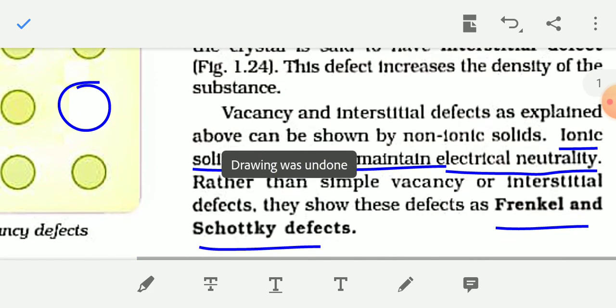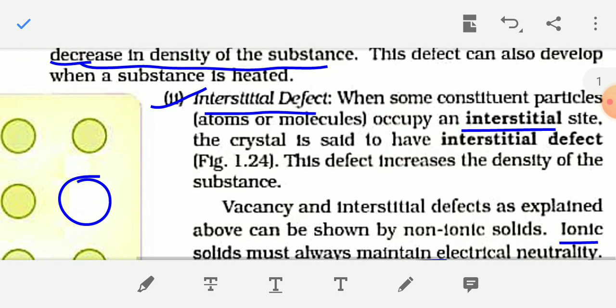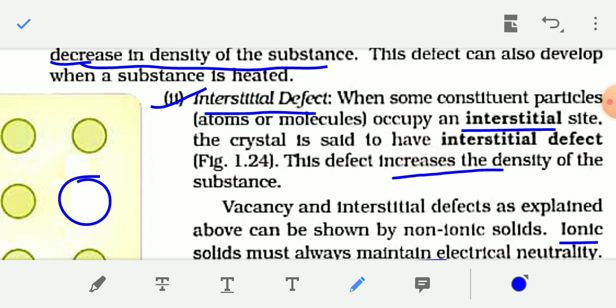So what is interstitial defect? When some of the constituent particles, that is atoms or molecules, occupy interstitial sites. Interstitial means empty void spaces in a crystal lattice. These are called interstitial sites. Okay, so when some of the constituent particles occupy an interstitial site, the crystal is said to have interstitial defect, and this defect increases the density of the substance.